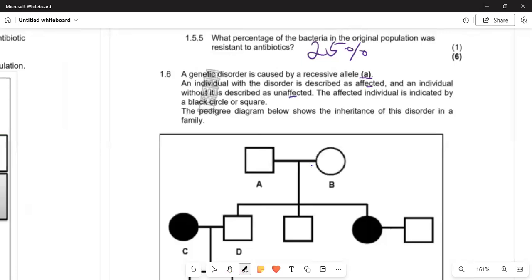The affected individual is indicated by the black circle or the square. The pedigree diagram below shows the inheritance of the disorder in the family tree. So we are saying that that is them.